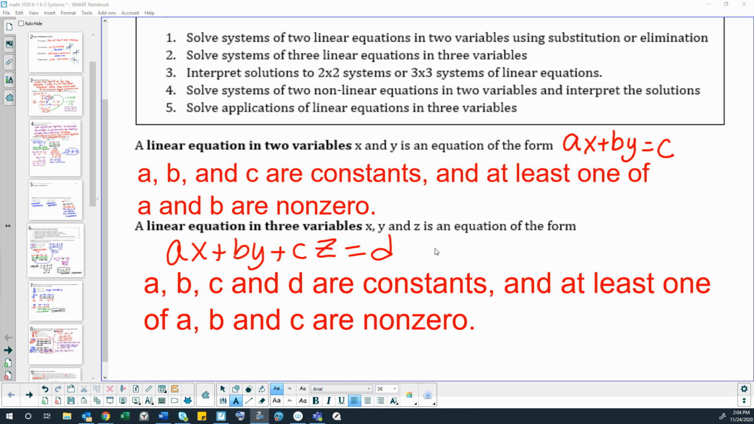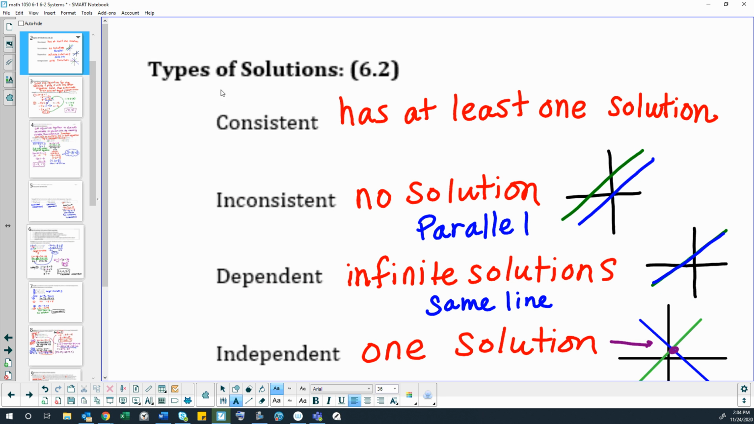Same idea with three variables. In this case it's using x, y, and z. It's in this type of form here where a, b, c, and d are coefficients or constants, and at least one of the coefficients is not 0 as well, so that your equation actually exists and is not just a constant value. Alright, let's look at the different situations we can get when we solve systems of equations.